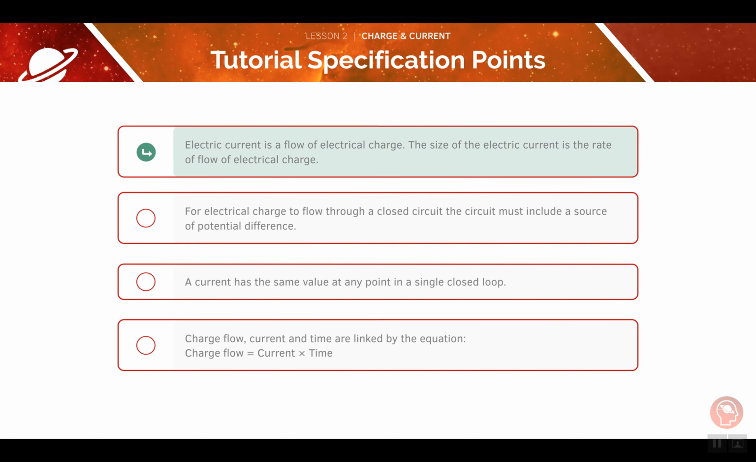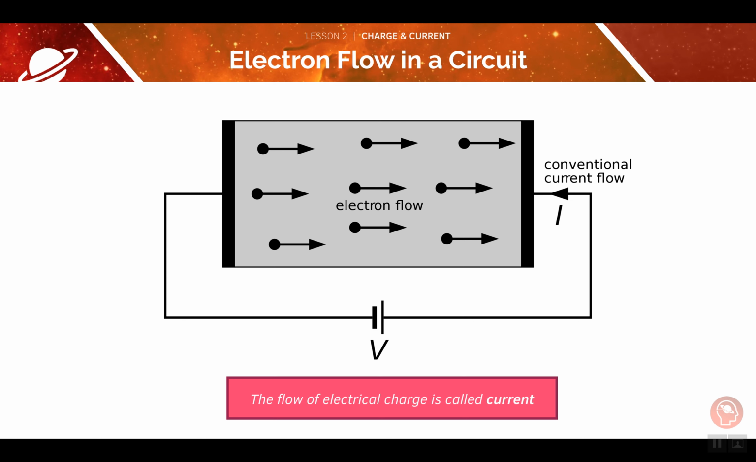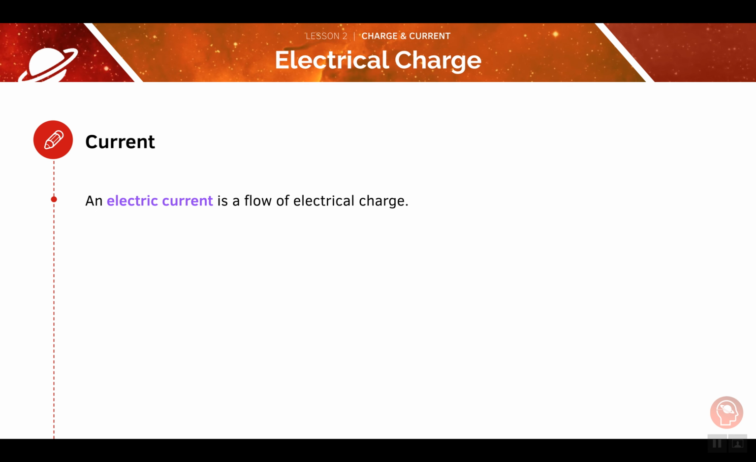The first point we will cover looks at the definition of an electrical current. Here, we can see the flow of electrons within a circuit. This is a current, which is also known as the flow of electrical charge. As we saw in the previous diagram, a circuit will have many electrons flowing around it.